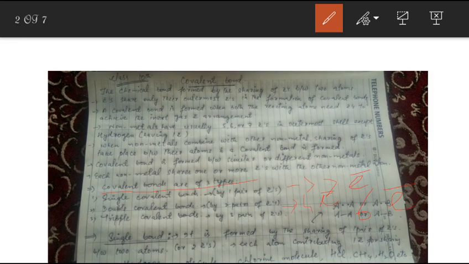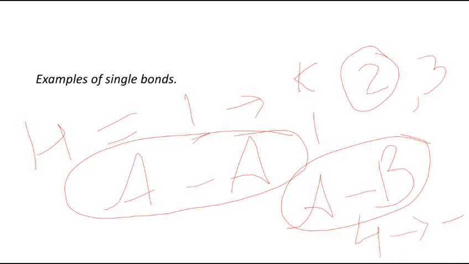Now we will discuss the three types of covalent bond, and I will show you some examples in which single, double and triple covalent bonds are present. So what is a single bond? A single bond is formed by the sharing of one pair of electrons between two atoms, just like this.